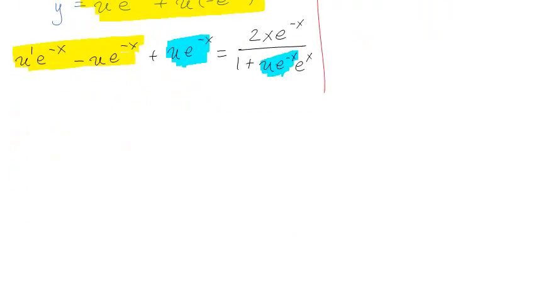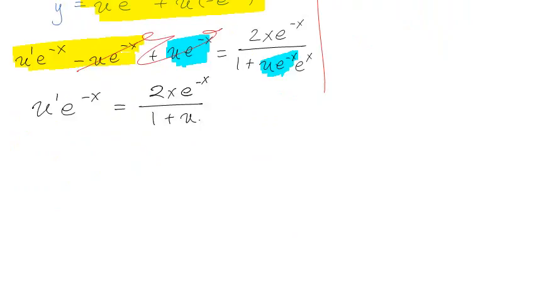Luckily, as we would expect, the stuff in the middle cancels out, so that makes me happy. u prime e to the negative x is equal to 2x e to the negative x over 1 plus u. The e to the x's actually cancel out, e to the negative x's cancel out, which is nice. And now I have a beautiful separable equation, 2x dx, which can now be integrated. Woohoo, look at how exciting this is.